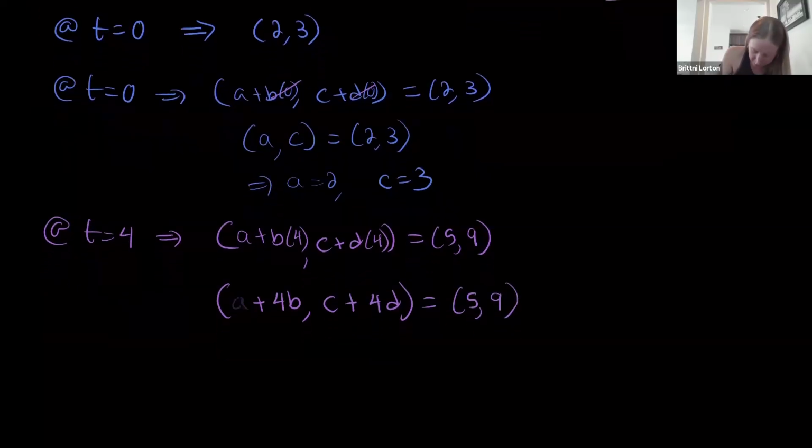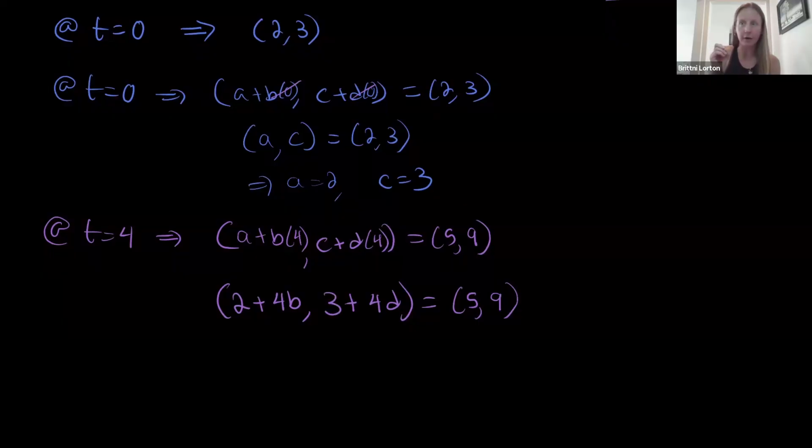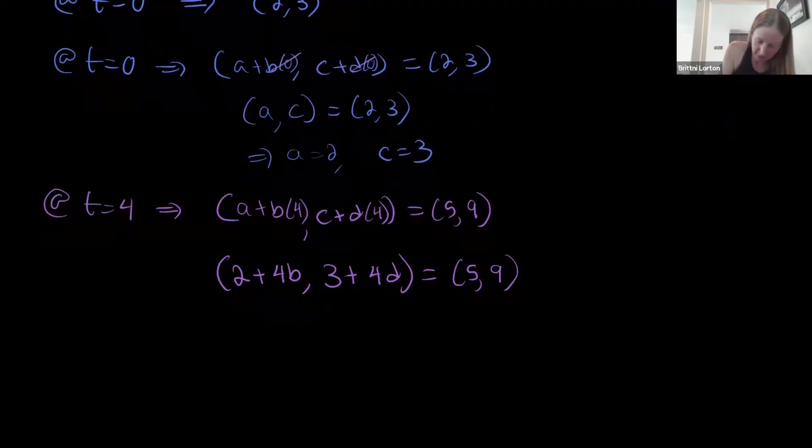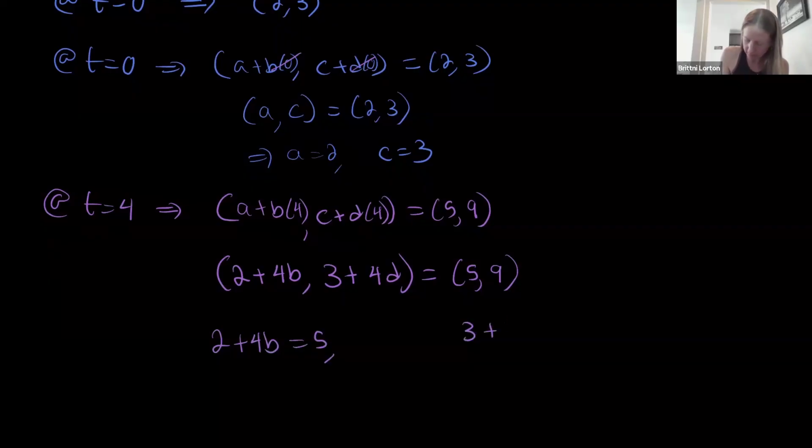But I already know what a and c are. I think I said that wrong, but I wrote it correct. I apologize. It's a was 2 and c was 3. And so now I have everything that I need to just solve for the unknowns. So 2 plus 4b equals 5, and 3 plus 4d equals 9.